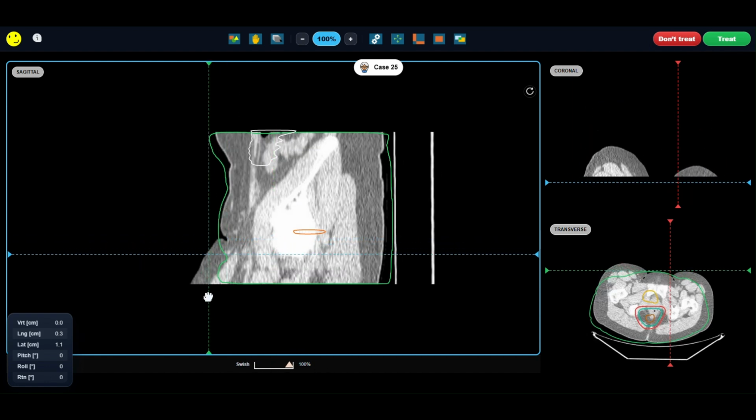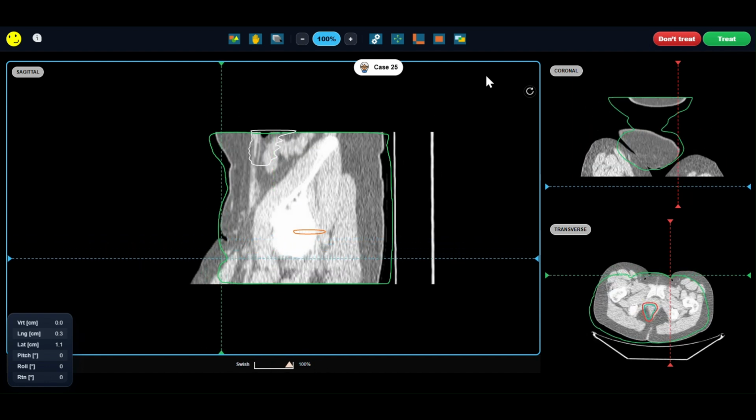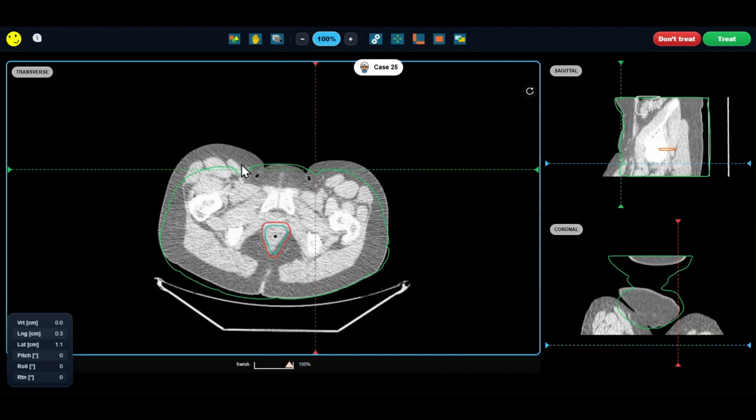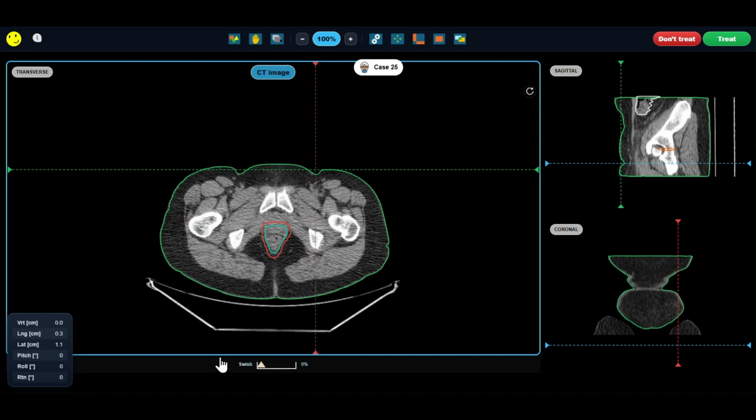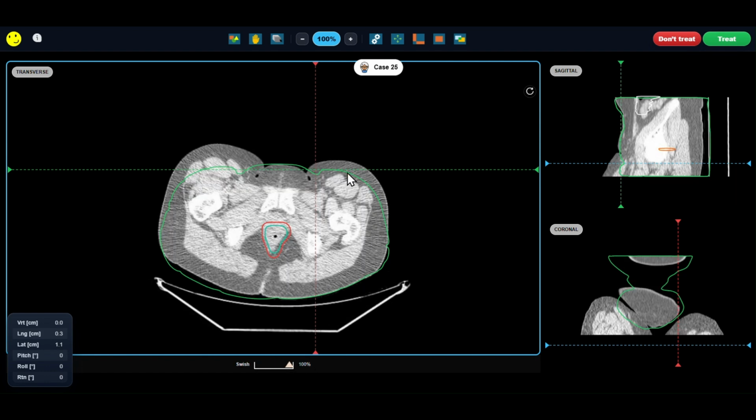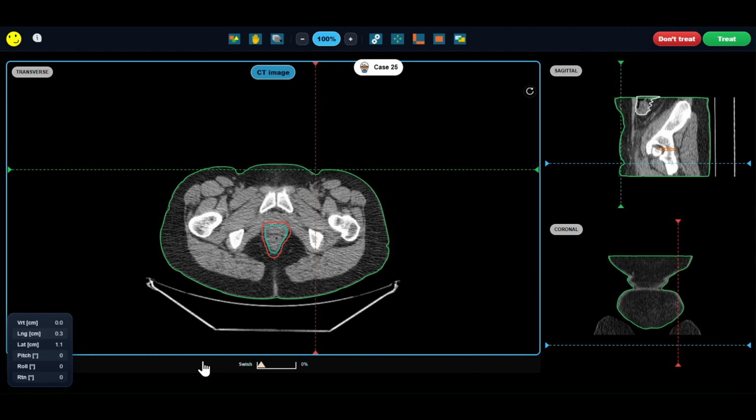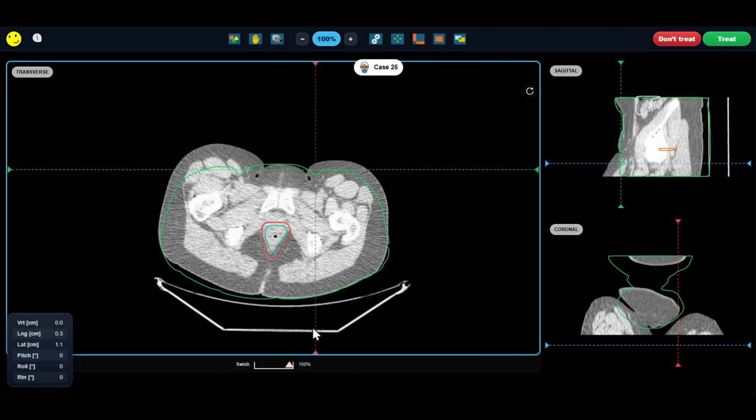So I'm just going to quickly click and drag here. Let's have a look. Yeah, so you can see that it's completely different from the initial body contour. So the body contour here. Right, so today's image and CT image, very different. So already we've got two red flags.